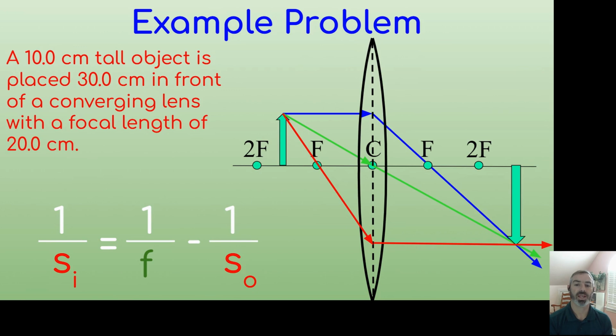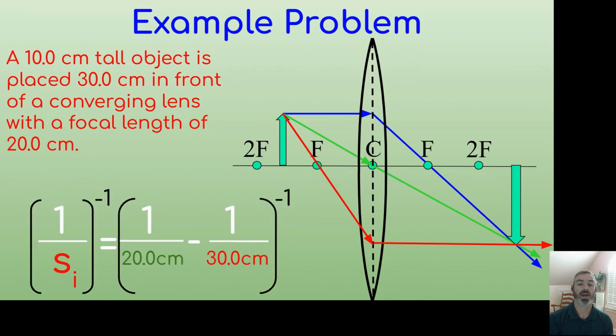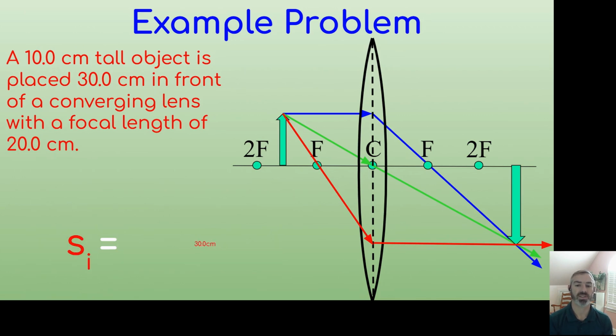Now we can do the inverse of both sides. And then we can substitute our values in for the focal length and the object distance and find that the image distance is 30 centimeters. We know that it's a positive value. That tells us that it's a real image, so we can start describing the characteristics of the image, knowing the positive value gives us a real image.